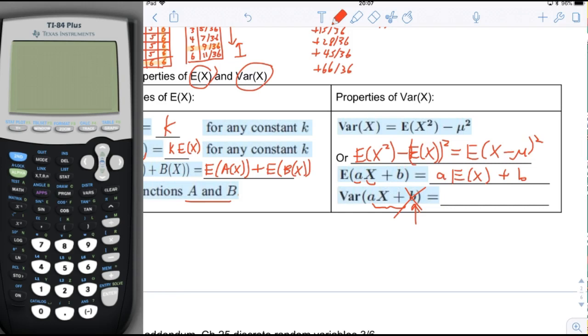So when you do a variance of ax plus b, the only thing that affects the variance is the a. And remember, you're squaring the values, so the variance is going to be affected by the square of a. Okay, so we're going to get a squared times the expected value of (x minus mu) squared. Or we could say a squared times the variance of x.